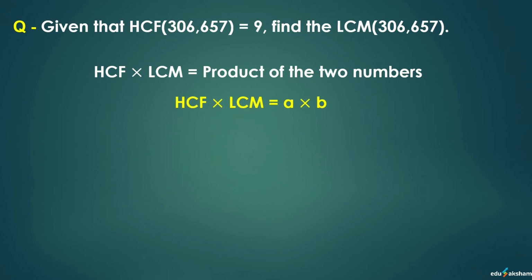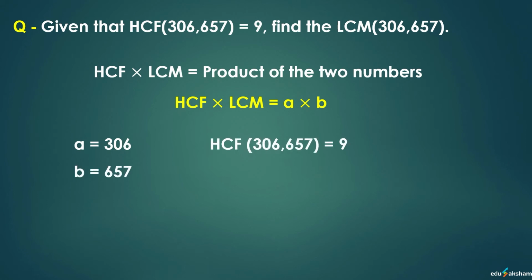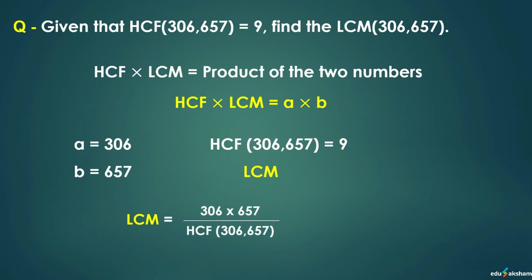The two numbers given to us are 306 and 657. So, we will take a as 306 and b as 657. The HCF has also been given to us as 9. So we need to find the LCM. From the formula HCF into LCM is equal to a into b, we can write LCM is equal to the product of the two numbers divided by the HCF of 306 and 657.